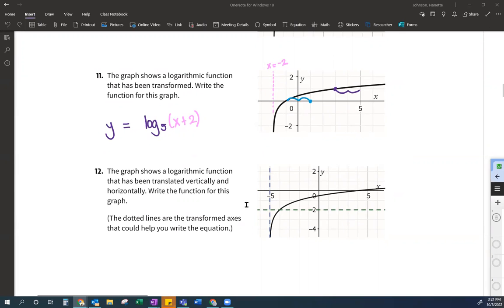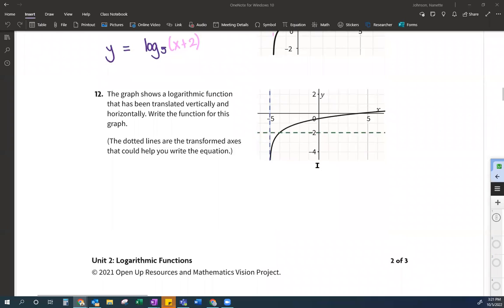Let's do this next one. Oh yeah. So the graph shows a logarithmic function that has been translated vertically and horizontally. Write a function for this graph. The dotted lines are transformed axes that could help you write this equation. They're basically saying that the axes moved as well, right? You see the axes moving as well? Okay, so go ahead and try this one.